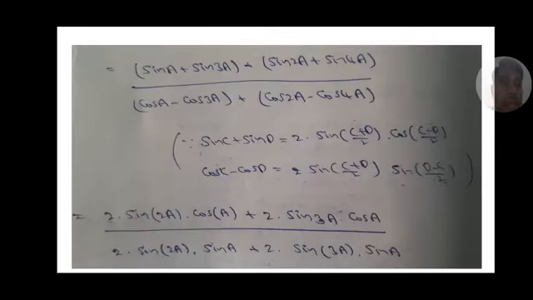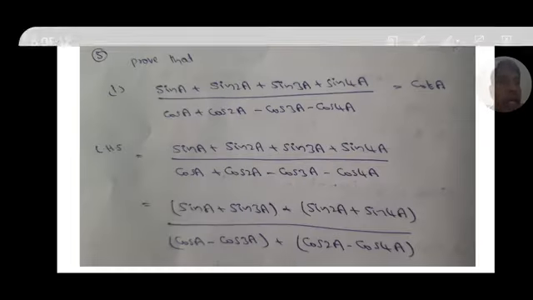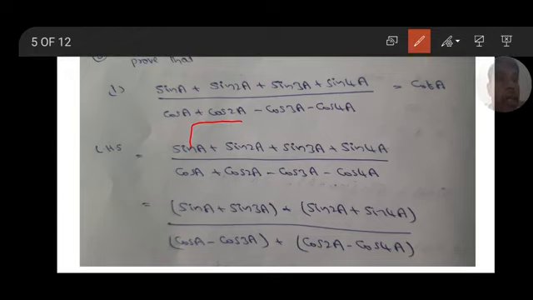Here is the same method, but 4 terms are given instead of 2. We have to couple them: I am taking a and 3a as one pair, and 2a and 4a as another, to avoid fractions. In the numerator we have to take the same angles as in the denominator and apply the formula sin C plus sin D. In the first pair C equal to a, D equal to 3a. Here C equal to 2a, D equal to 4a.